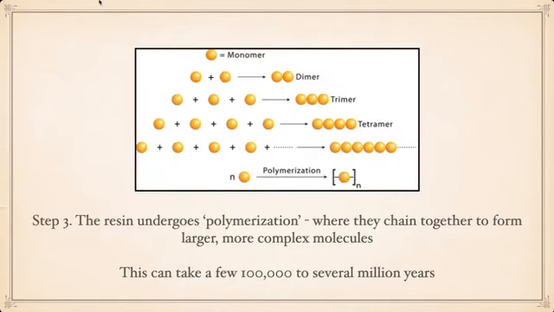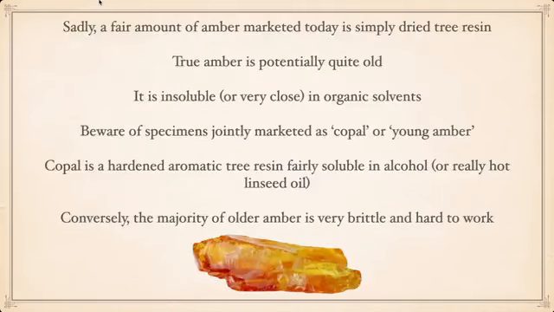Now, step three. This is where things get kind of complicated, chemically speaking. The resin has to undergo polymerization, where its component molecules start to chain together into larger, more complex molecules. This is the process that takes a very long time, from like, say, a few 100,000 years to several million years. Most people don't think that amber, age wise, is on the lower end of the spectrum. The vast majority of scientists do agree that it is on the higher end in terms of age. In other words, it takes several million years to produce.